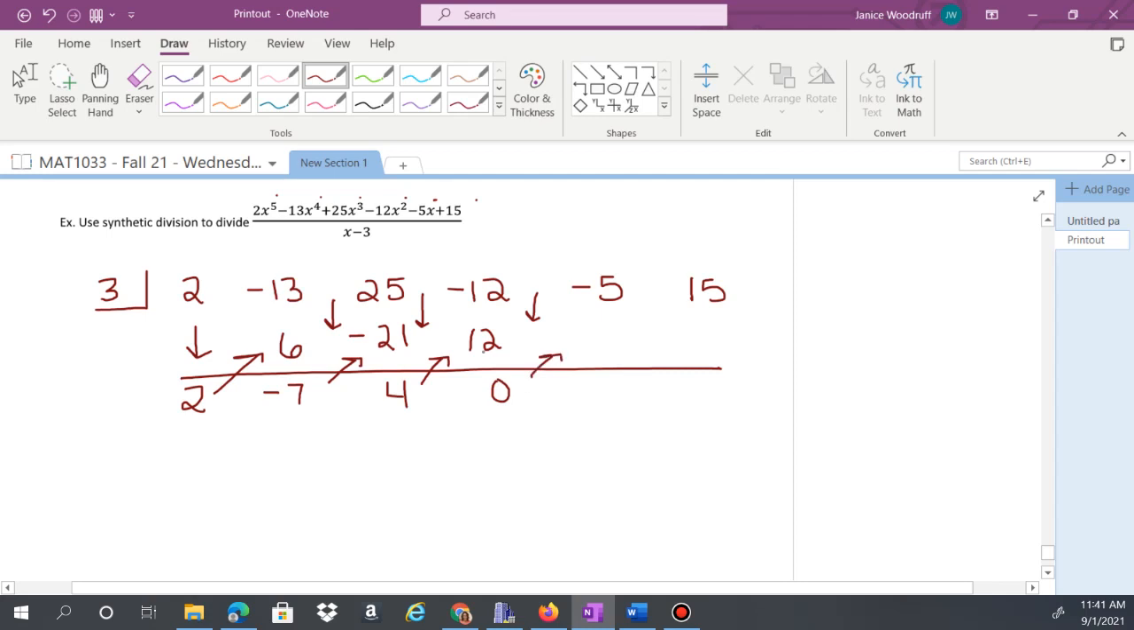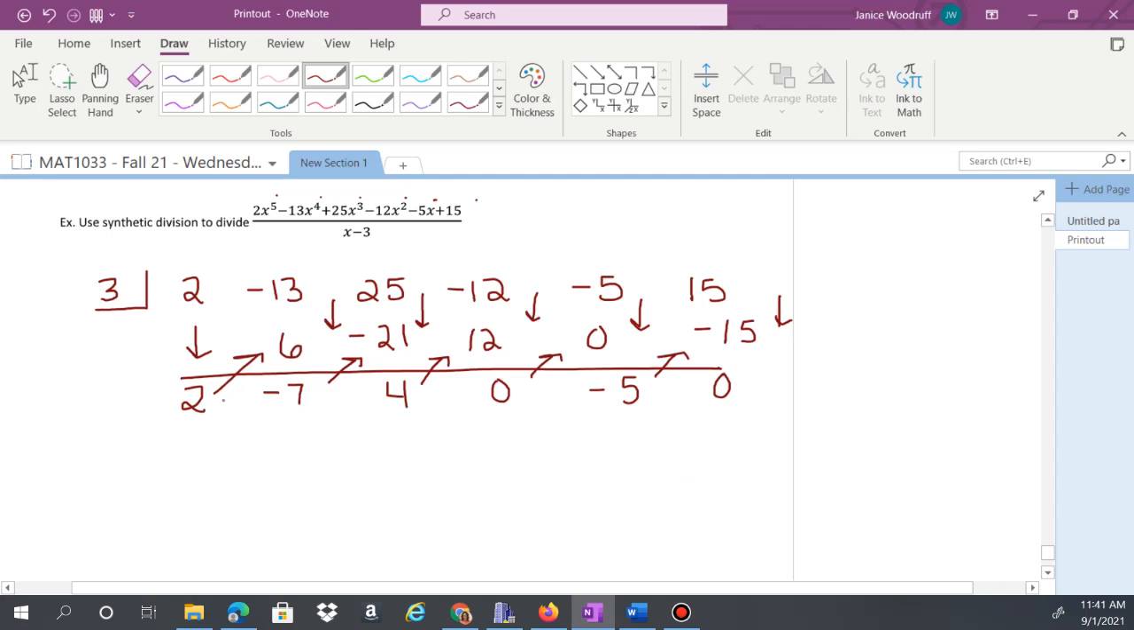Multiply, 0 times 3, 0. Add, negative 5 plus 0, negative 5. Multiply, negative 5 times 3, negative 15. Negative 15 minus 15, 0.